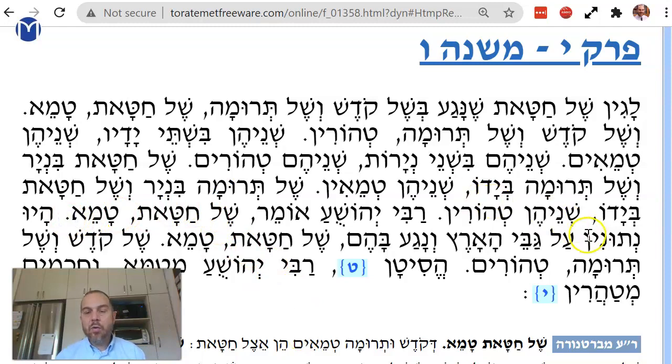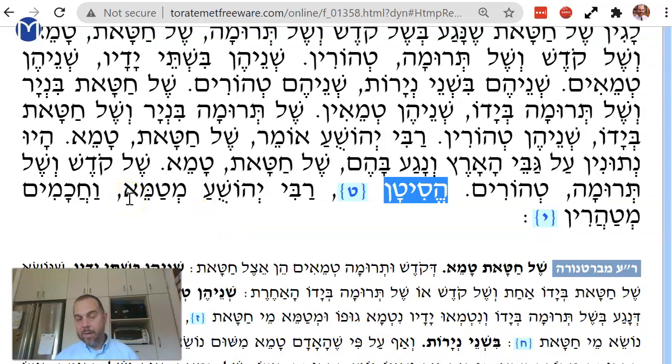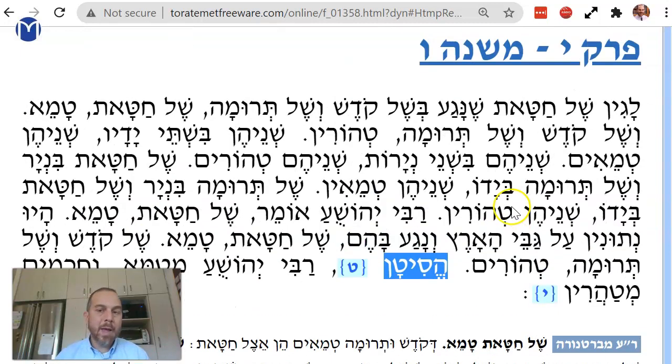Everything is tamei. Hayu netunim al gabei ha'aretz, if they're on the ground and you're not picking them up, v'naga bahem, and you touch them. Meaning, now you can't see, but they're on the ground, and I touch both of them. Shel chatat tamei. Why? As soon as I touch the tahor one and I'm touching the chatat one, the tahor makes my whole body tamei, and the chatat is tamei. But remember, the other way around is not true, because the only way this can make me tamei is if I'm lifting or moving it. Hisitan, if you move them again, Rabbi Yehoshua metamei; Rabbi Yehoshua says you're tamei because you're moving anything. You become tamei for the chatat. V'chachamim metaharim, the Chachamim say tahor.